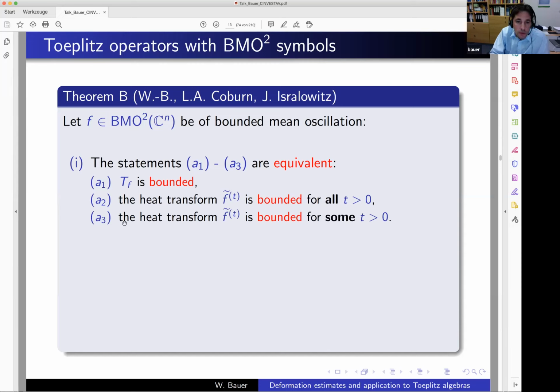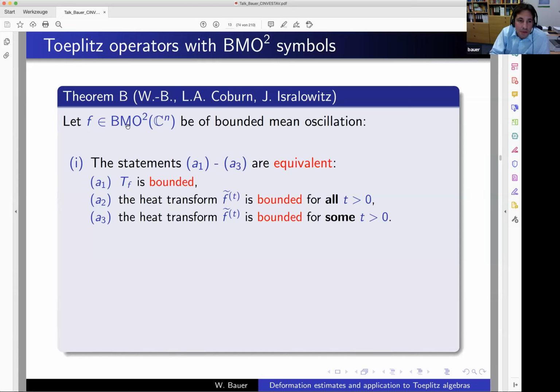And this is equivalent to saying that the heat transform is bounded for some time t bigger than 0. So what is clear is if the heat transform is bounded at some time, then it will remain bounded for all later times. This is an immediate consequence of the heat semigroup property. But what is not true in general and really needs this BMO condition is that if the heat transform is bounded at some time, that it's still bounded at earlier times. So it's not easy or impossible to reverse the heat flow and to say something about the heat transform at earlier times from the heat transform at later times.